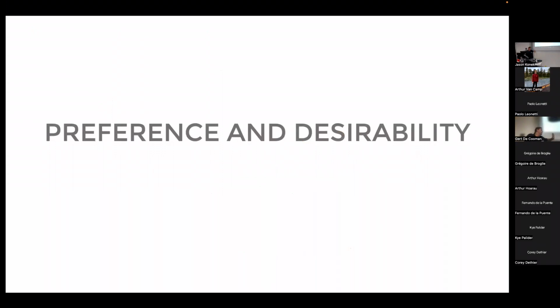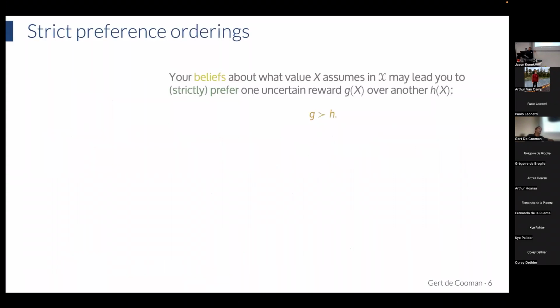Right, so this is the basic setup. Let's now introduce preference and desirability. Very basic. I'm going to assume that the beliefs you have about what value this variable assumes in the set may lead you to prefer one uncertain reward over another.